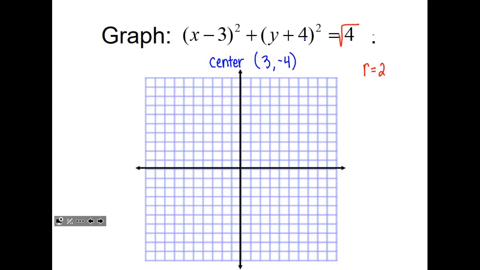Alright, so if I want to graph this, I know that my center is at 3, negative 4, so 3, negative 4 is right here. And then I have a radius of 2, so I'm just going to go up 2, right 2, down 2, left 2. Whenever you draw this in, I know circles are not easy to draw. Just don't make it look like a diamond. Try to curve your sides at least a little bit.